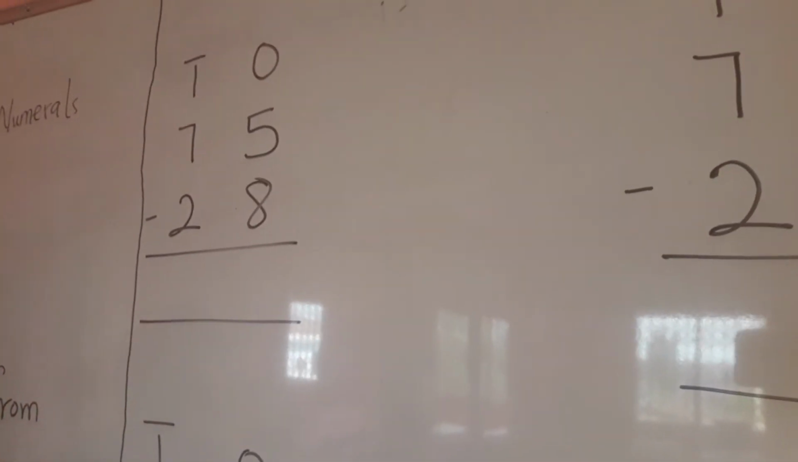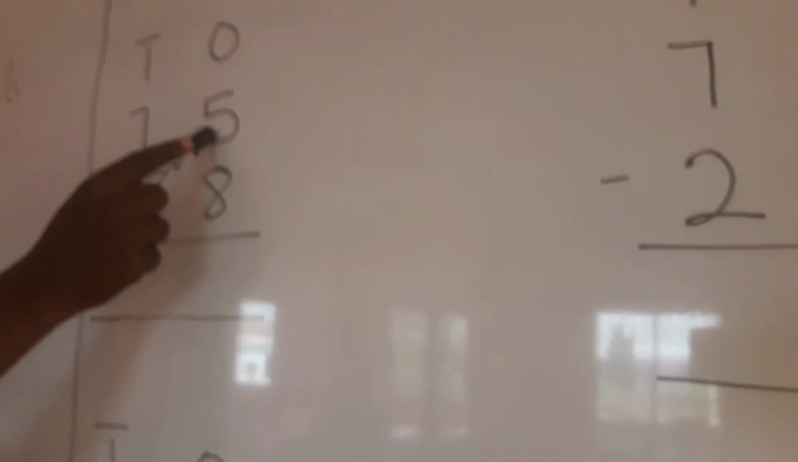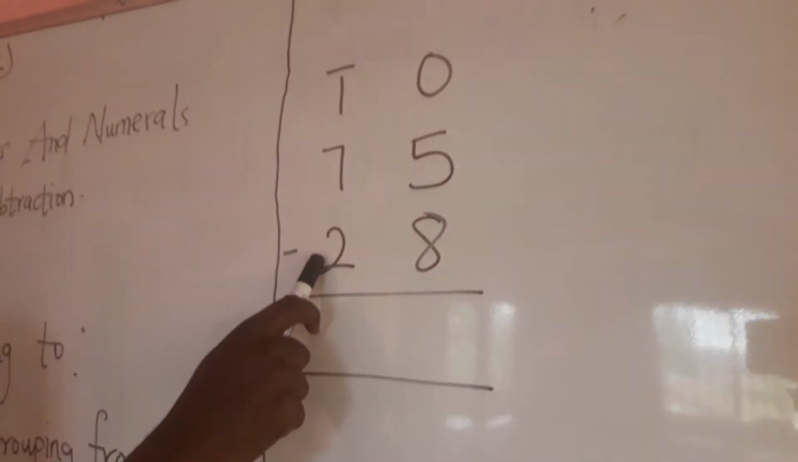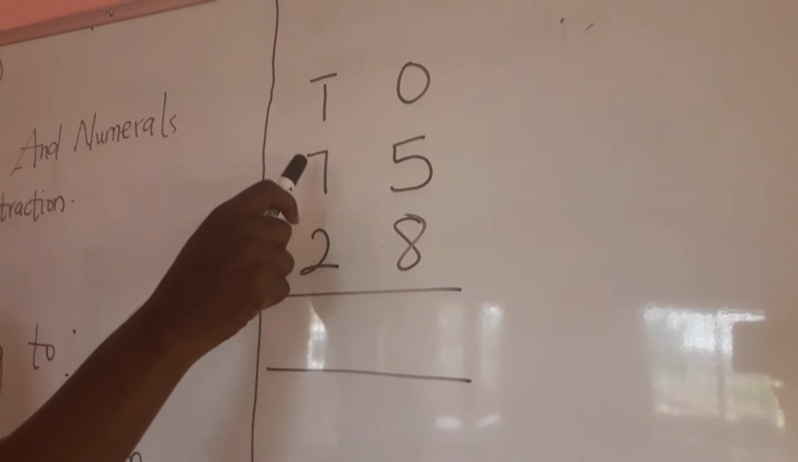Now quickly, let's start. We have 5. Okay, we have 5 minus what? 8. 5 minus 8. Is that possible? No, it isn't. So what do we do? We borrow. Where do we borrow from? Are we borrowing from here? No, we are borrowing from the top. We are borrowing from the 7.